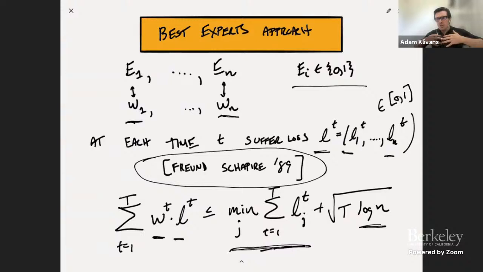So as you know, this weighting scheme has this very nice property where, as you aggregate all of the weighted losses of all the experts in time, you're doing as good as the best expert's loss plus only root T log n. So if you divide by T, then that term is vanishing. So this is the approach that we're going to take.